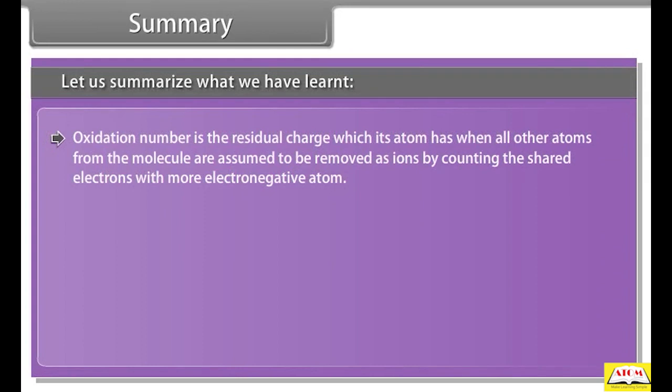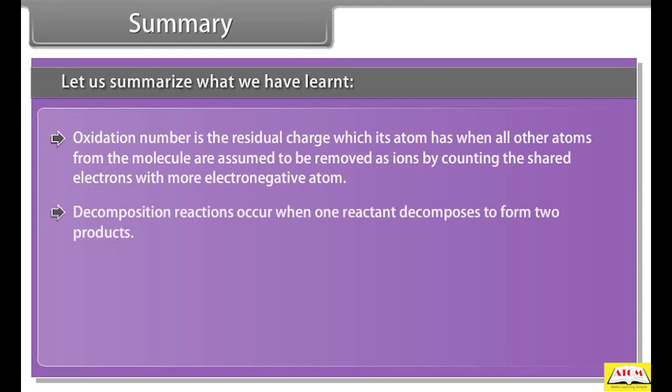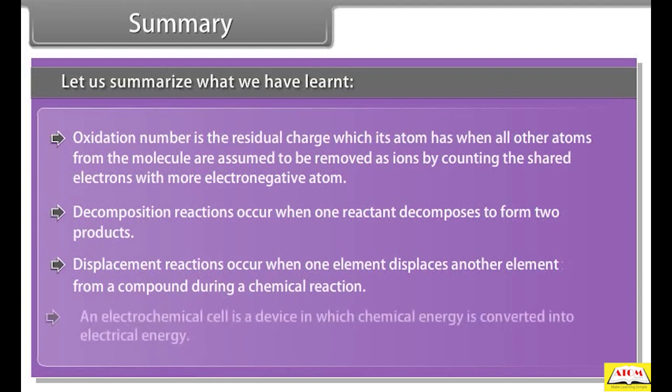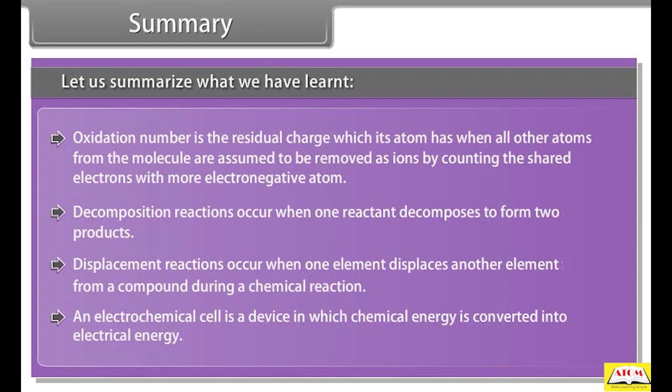Oxidation number is the residual charge which an atom has when all other atoms from the molecule are assumed to be removed as ions, by counting the shared electrons with the more electronegative atom. Decomposition reactions occur when one reactant decomposes to form two products. Displacement reactions occur when one element displaces another element from a compound during a chemical reaction. An electrochemical cell is a device in which chemical energy is converted into electrical energy.